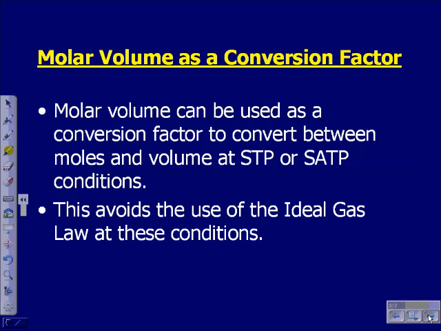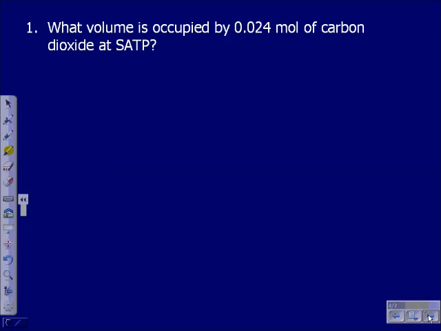We can use the molar volume as a conversion factor. This means we don't have to use the ideal gas law if we're told the conditions. You can write that down. There's 4 quick examples. And it is as easy as you might think. We're going to convert moles to liters. It's at SATP, so you're going to use the molar volumes. I'm hoping we're getting the hang of these conversion factors. I'm starting with moles.